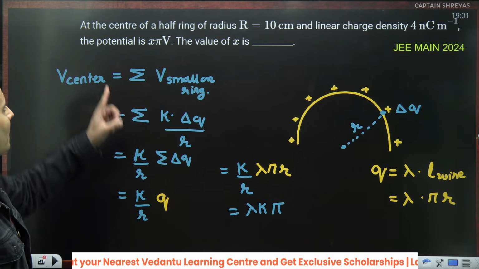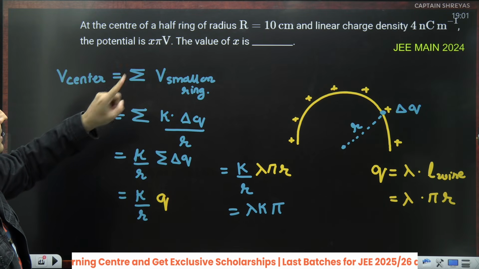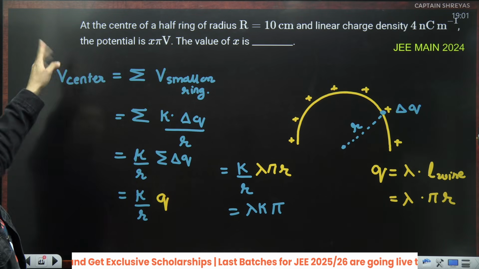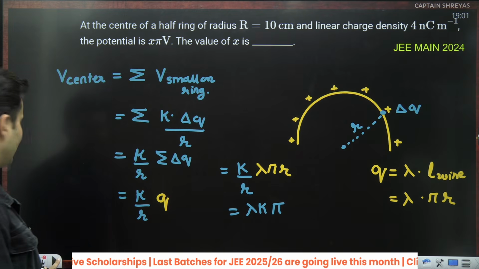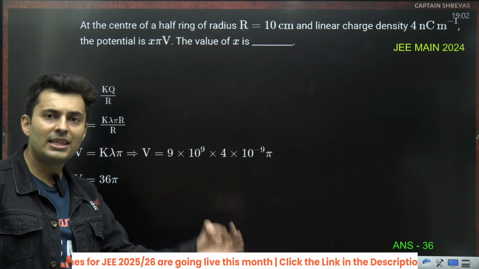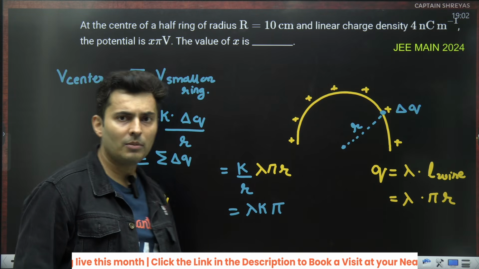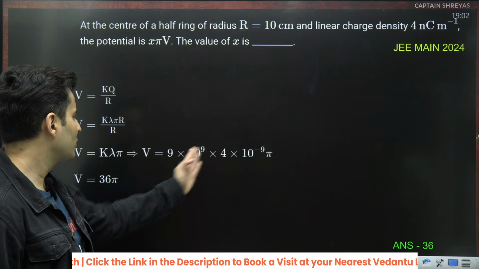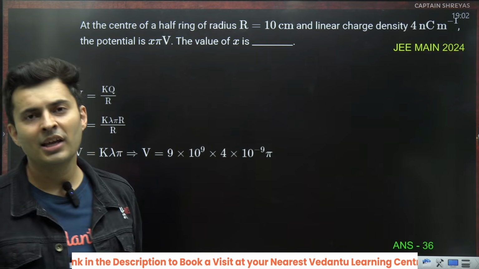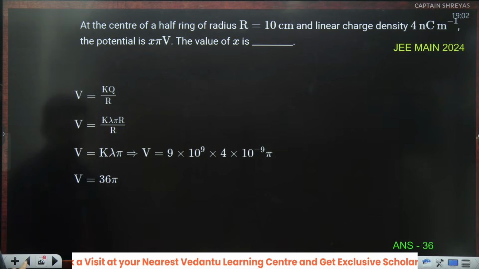Lambda is given, how much is it? 4 nano coulomb per meter, and this is 10 centimeters. So some 4 will be there in the answer, and you have to also substitute K value, which is 9 into 10 to the power 9. So 9 into 4 is 36. So 36 pi is the answer for this particular question.